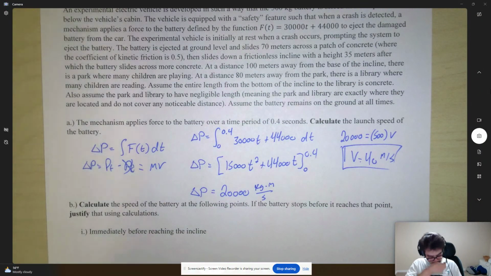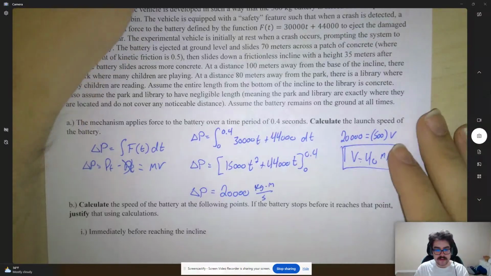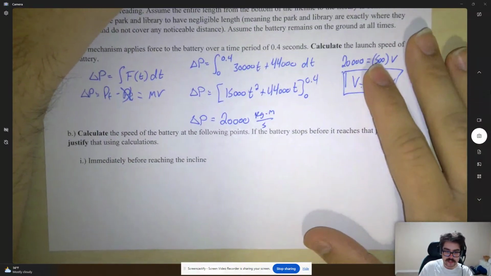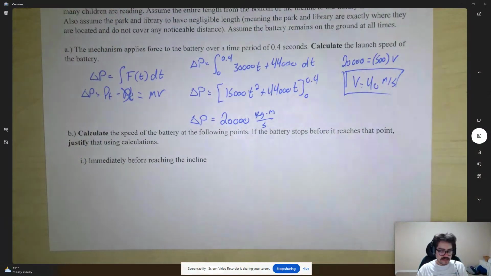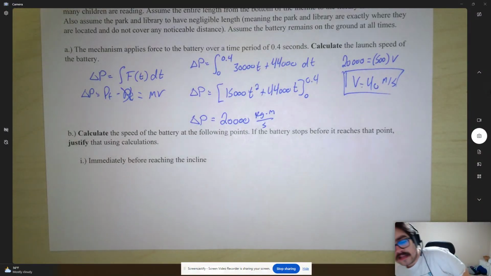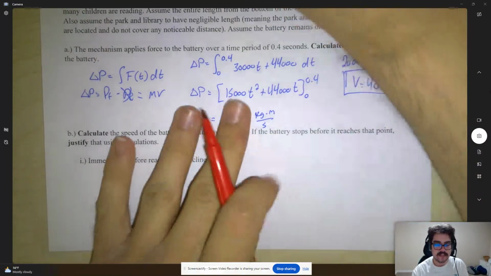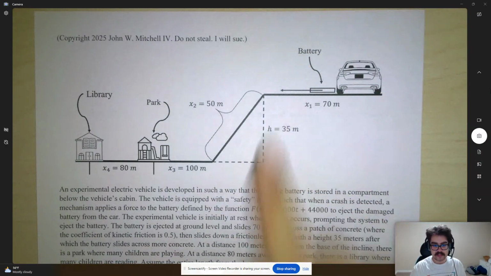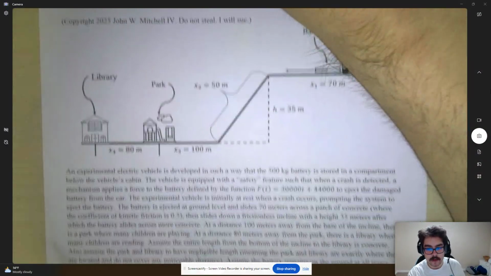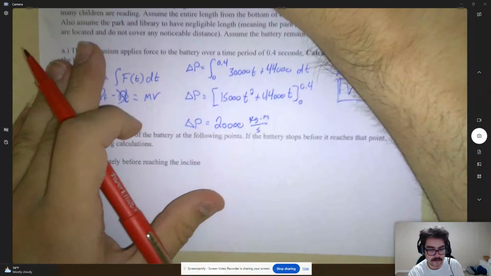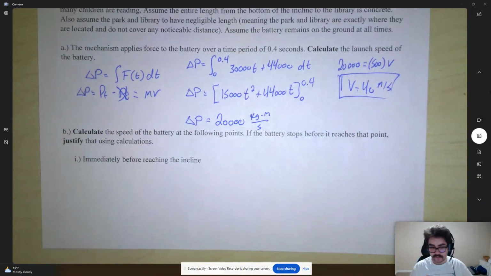Calculate the speed at each of the following points. If the battery stops before it reaches that point, justify that using calculations. How about immediately before reaching the incline? Immediately before reaching the incline, it has friction acting on it. This now becomes an energy problem. Before reaching the incline, the battery travels 70 meters and is subject to friction. I actually need to figure out how much friction it's subject to.